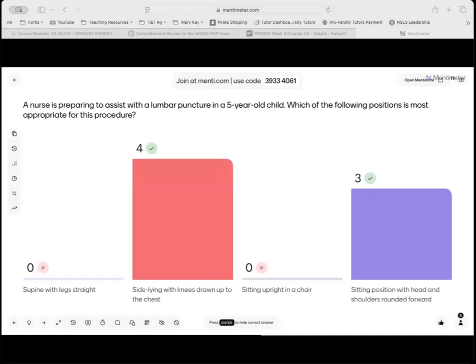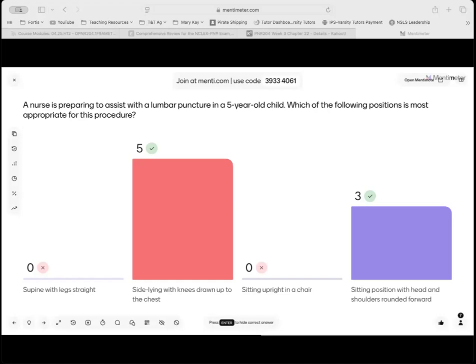Yep, so we either want them to be side lying and we're going to round their back, kind of pull their head and their knees up together, getting them in that nice C-shaped position. Or we can have them sit up at the very edge of the bed and we can just roll their head and shoulders forward. The whole point is normally our vertebrae are stacked directly on top of each other. By rolling them into that C-shaped position, we open those vertebrae up nice and wide so the physician can get that needle in without causing any damage or hitting nerves.